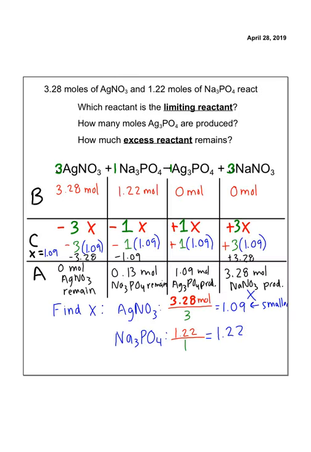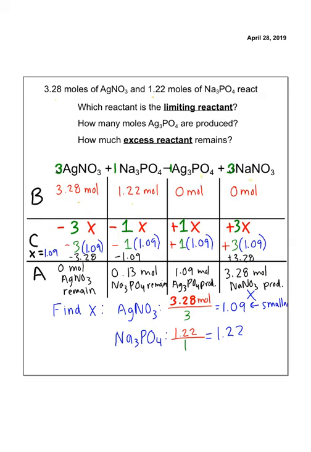Hopefully this problem feels very similar. Here's kind of the differences. So step 1, I balance. That's still the same. Step 2, I plug, make sure these guys are in moles, which they are, 3.28 and 1.22. I plug those in under the chemical that they belong to for my before. So the difference is we don't have the word excess yet. And then my products, we still start at 0 and 0.